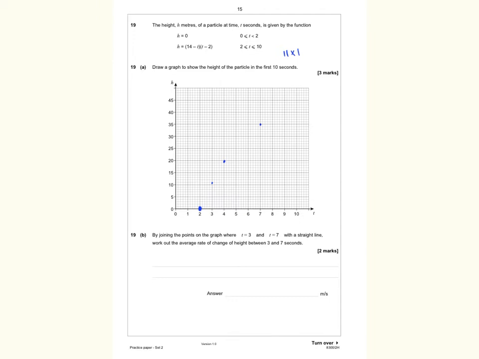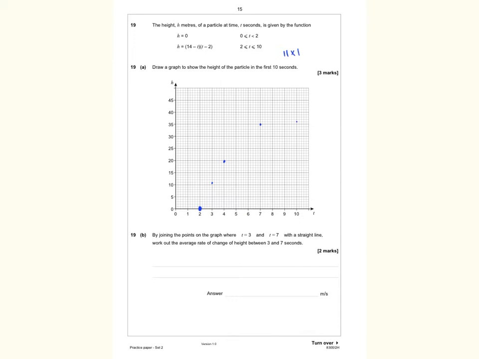Then we've got, let's try 10 now. 14 take away 10 is 4. 10 take away 2 is 8. 4 times 8 is 32. So 10 and 32. So it's going to be there.